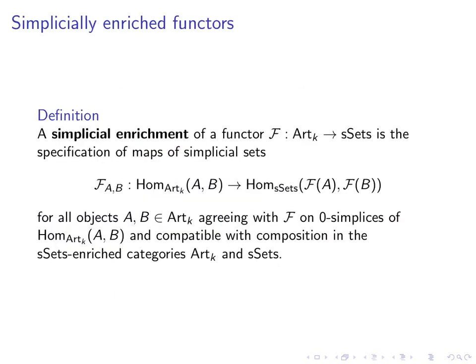Secondly, a simplicial enrichment of a functor from Artin rings to simplicial sets is the specification of maps of simplicial sets from the Hom simplicial sets in the Artin category to the Hom simplicial sets between F(A) and F(B) in the simplicial category of simplicial sets, which agrees with F on the zero simplices and is compatible with composition.